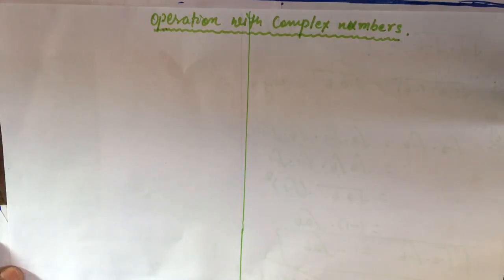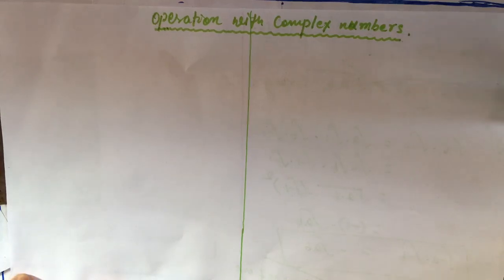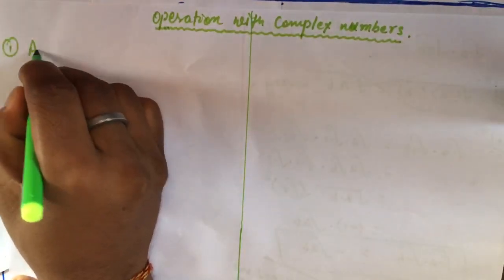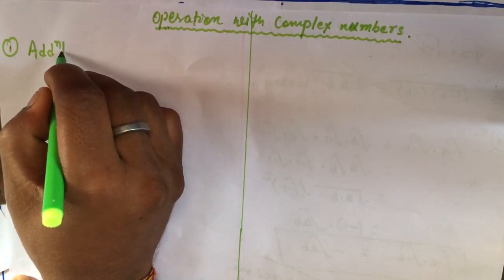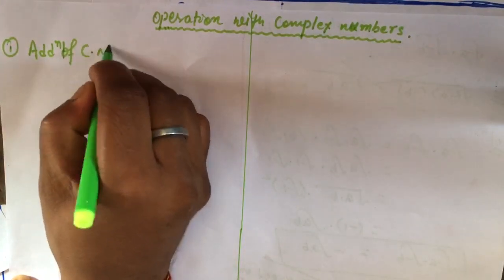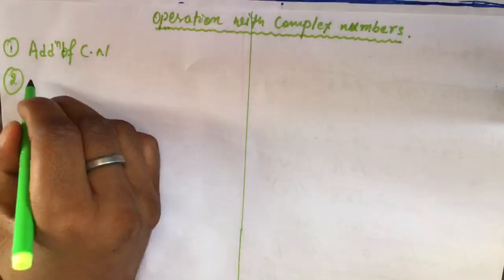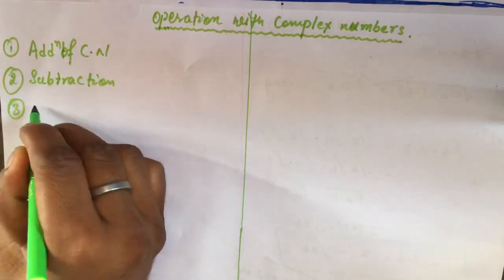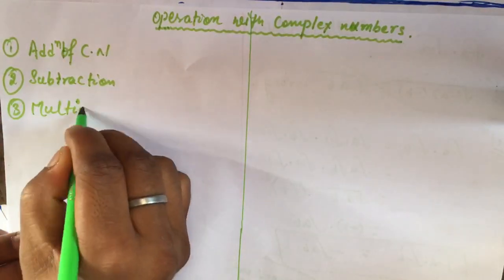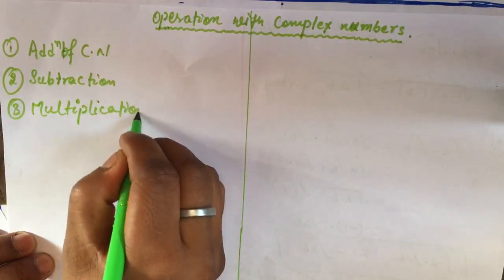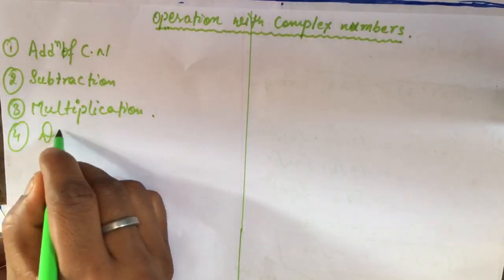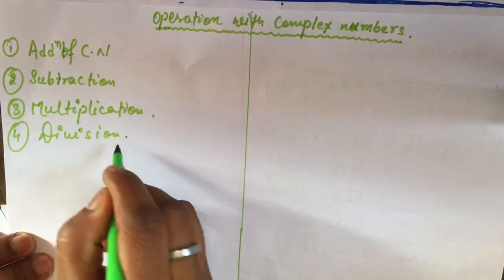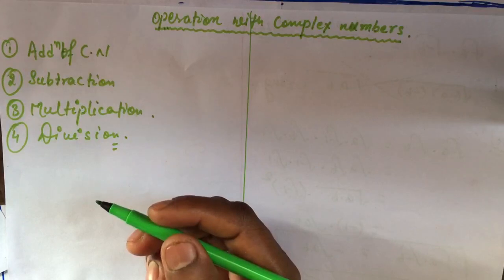So operations with complex numbers, that is in the complex number chapter. What are the operations we do with complex numbers that we will be seeing in this video? First is addition of complex numbers. The second one is subtraction. Third one is multiplication. And the fourth one is division. So these are the operations that we are going to see in this video.